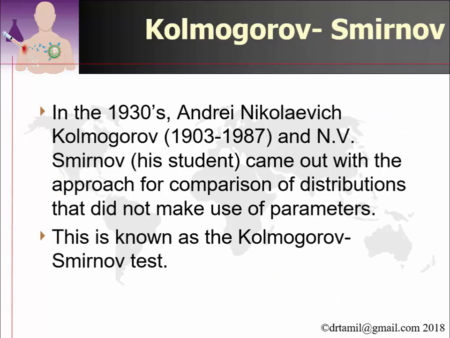So who is this Kolmogorov-Smirnov? Kolmogorov-Smirnov is in fact two persons. One of them is Andrei Nikolaevich Kolmogorov and N.V. Smirnov. They came out with an approach for comparison of distributions that does not make use of the parameters. Okay? So it did not make use of the parameters. And this test is known as the Kolmogorov-Smirnov test.